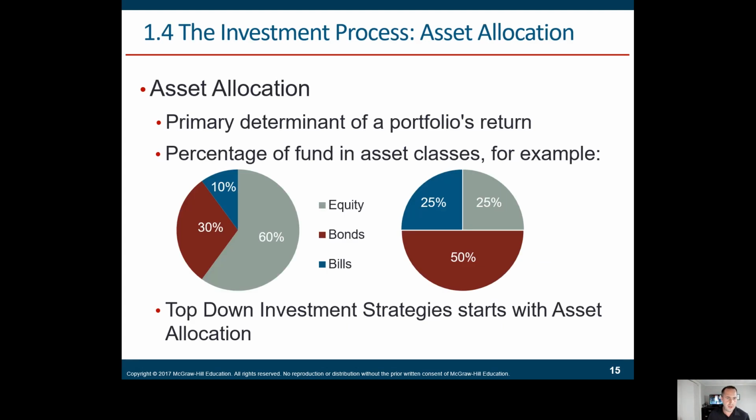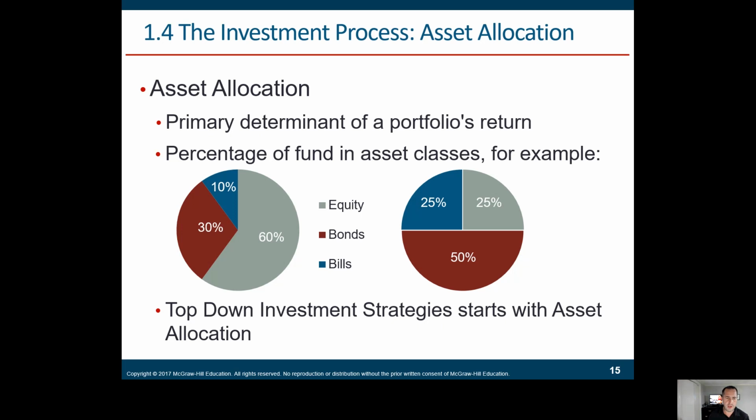Asset allocation is the primary determinant of a portfolio's returns. Asset allocation is really, how much do you want to allocate into risk and how much do you want to allocate to stuff that's less risky?